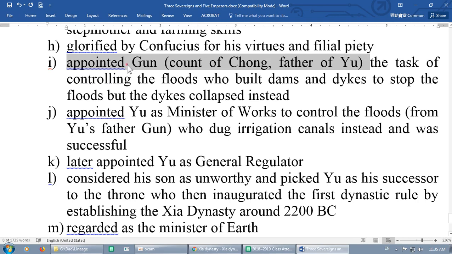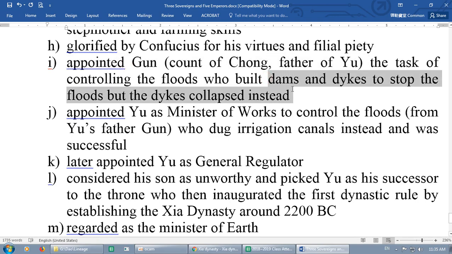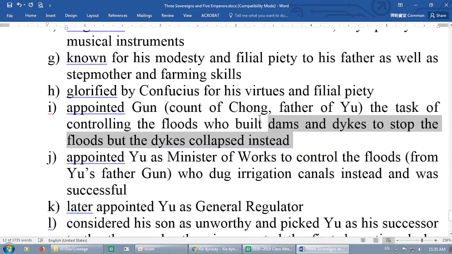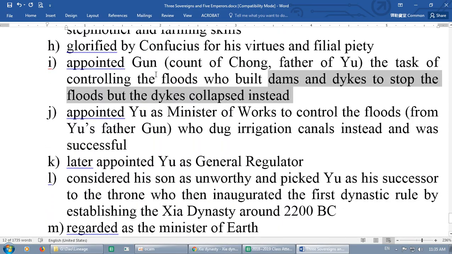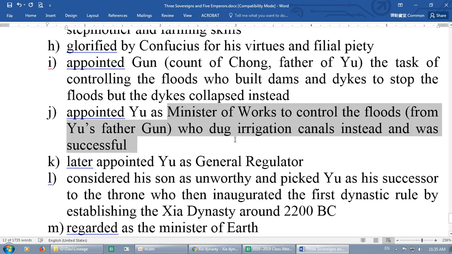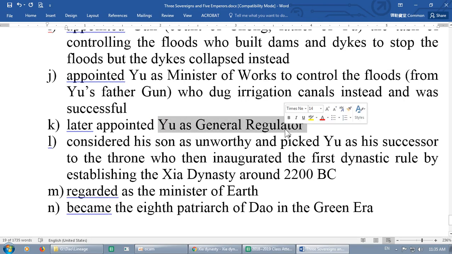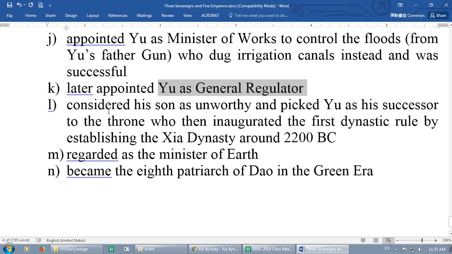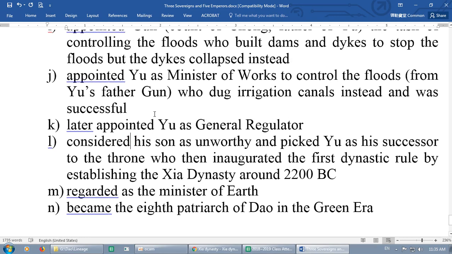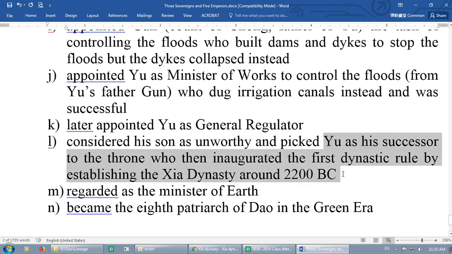Now this Gun built dams, the dikes to stop the floods, but the dikes collapsed, so he failed. So instead, Shun then appointed his son, Yu, as the minister of works to control the floods, who started digging irrigation canals, and that became successful. Get it? To control the floods. Very interesting. Because of Yu's success, he became the prime minister. Shun considered his own son unworthy and picked Yu as his successor, who then officially started the first dynastic rule by establishing the Xia dynasty.